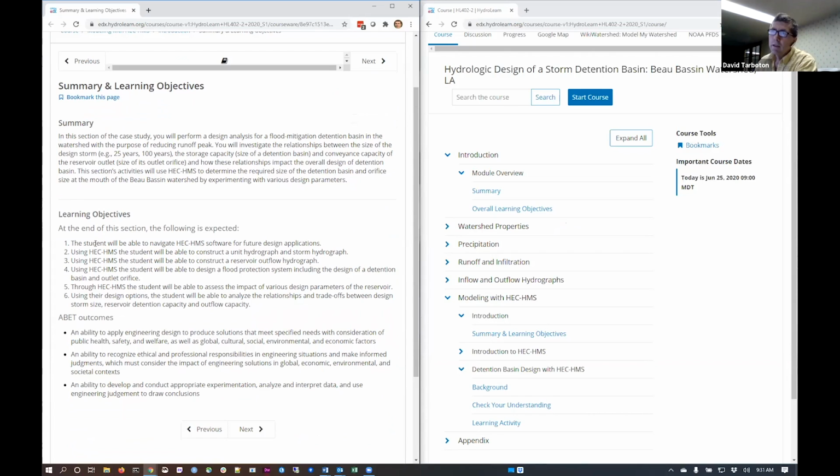At the end of the section, the following is expected. The students will be able to navigate HMS software for future design applications. They'll be able to use HMS to construct a unit hydrograph. They should be able to construct a reservoir outflow hydrograph and design a flood protection system. And then they'll be able to assess the impact of different design parameters on the reservoir and use their design options. They'll be able to analyze the relationships and trade-offs.